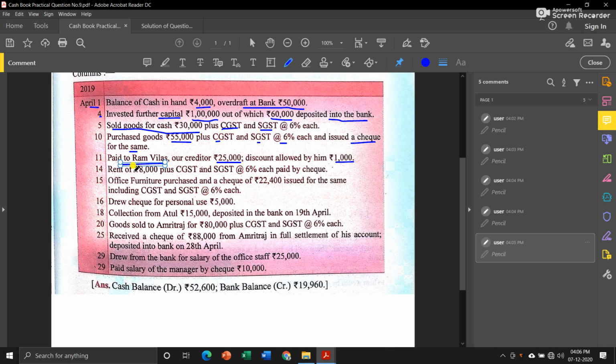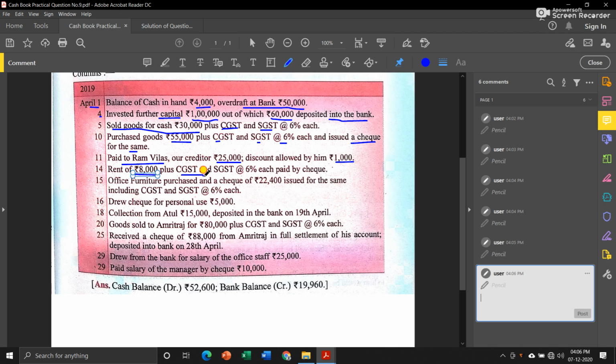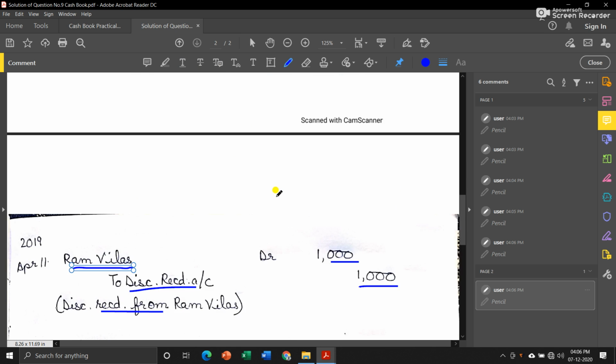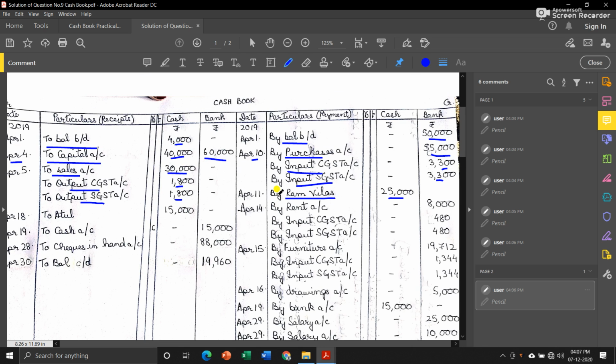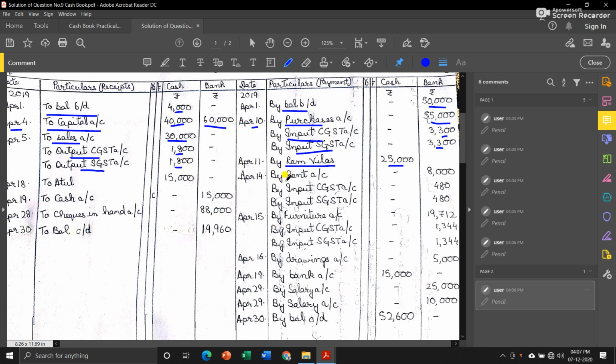Then next, on April 14, rent of 8,000 plus CGST and SGST at 6% each paid by cheque. That means rent we paid 8,000, and on that 8,000 of rent we have to pay 6% of CGST and 6% of SGST as well, and this payment was made by cheque. So we will note it down on the payment side, that is the credit side, by rent 8,000 in the bank column. Then by input CGST, input SGST, 6% of 8,000 is 480 each.